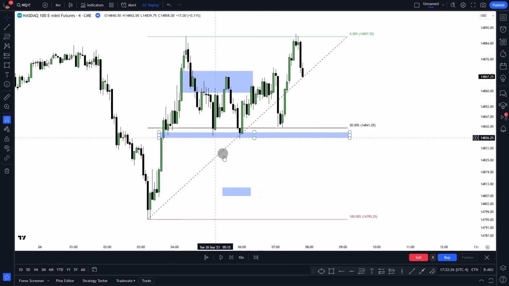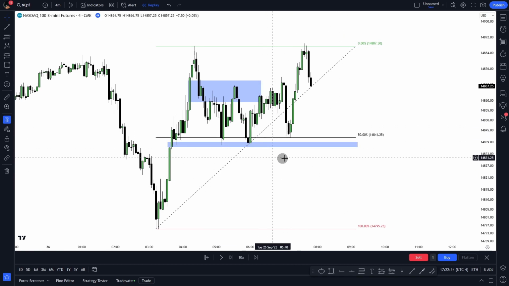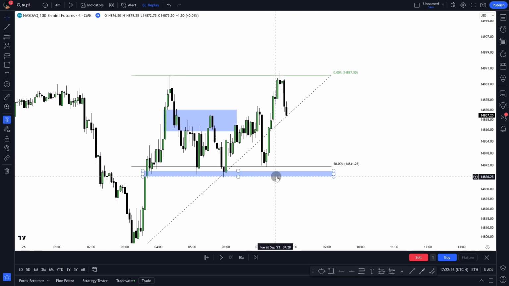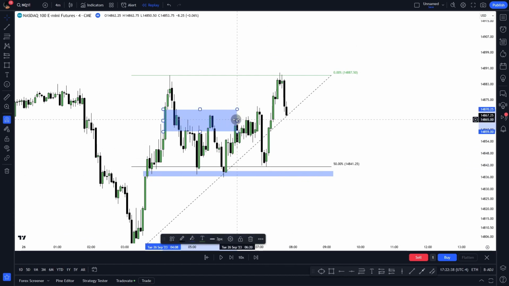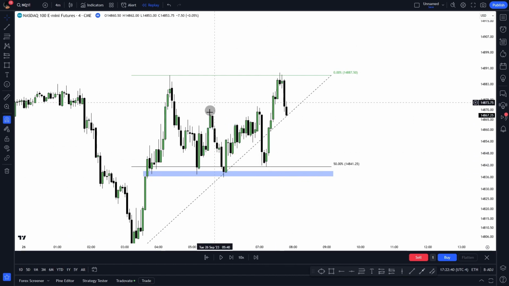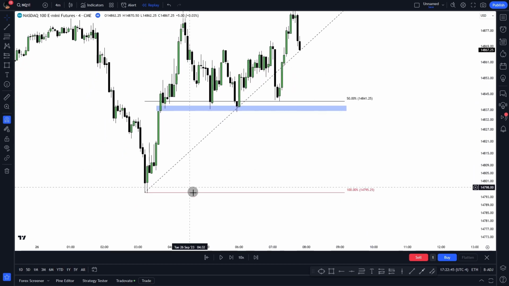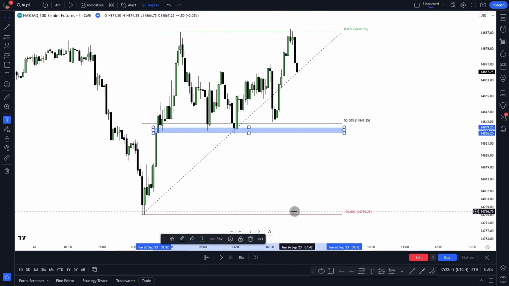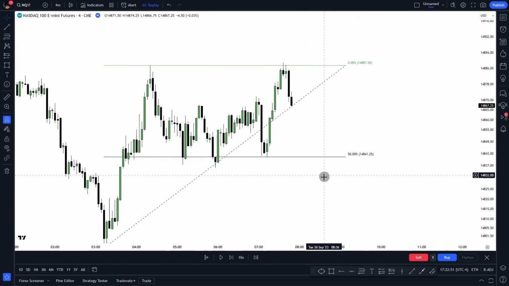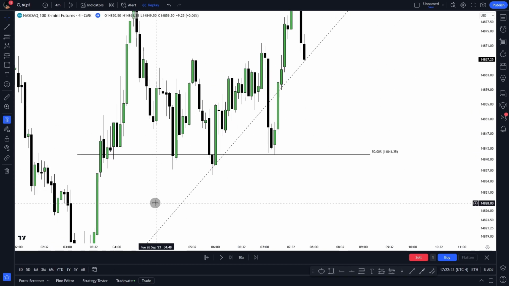So that is basically the ICT premium discount, right? As you can see, price likes to consolidate around the 50% level, which is also called equilibrium. And you always want to be looking for selling opportunities when we are above the 50%. And you always want to look for long opportunities when we are below the 50%, okay? But in some cases, you can use the 50% as a level of support, kind of, right?